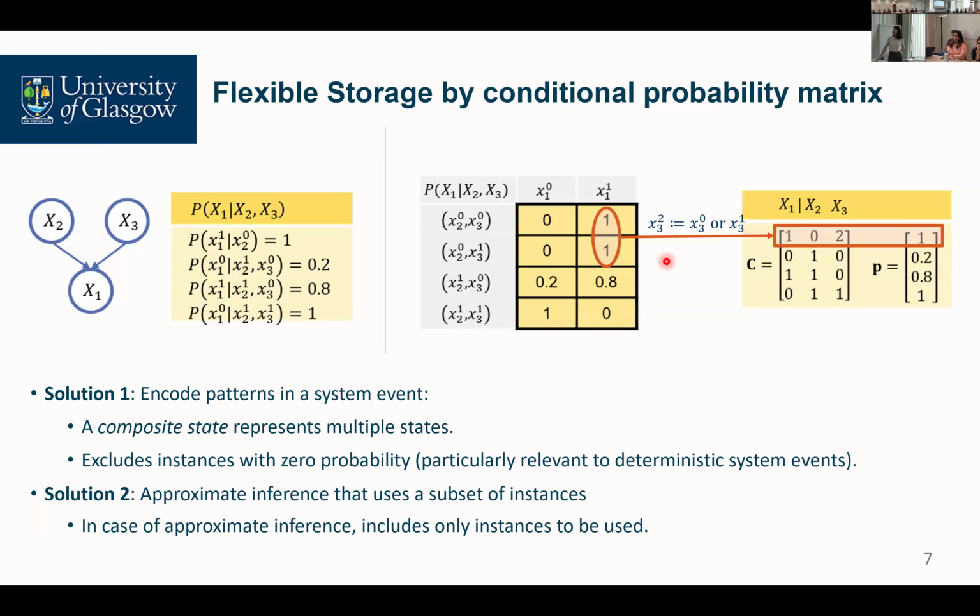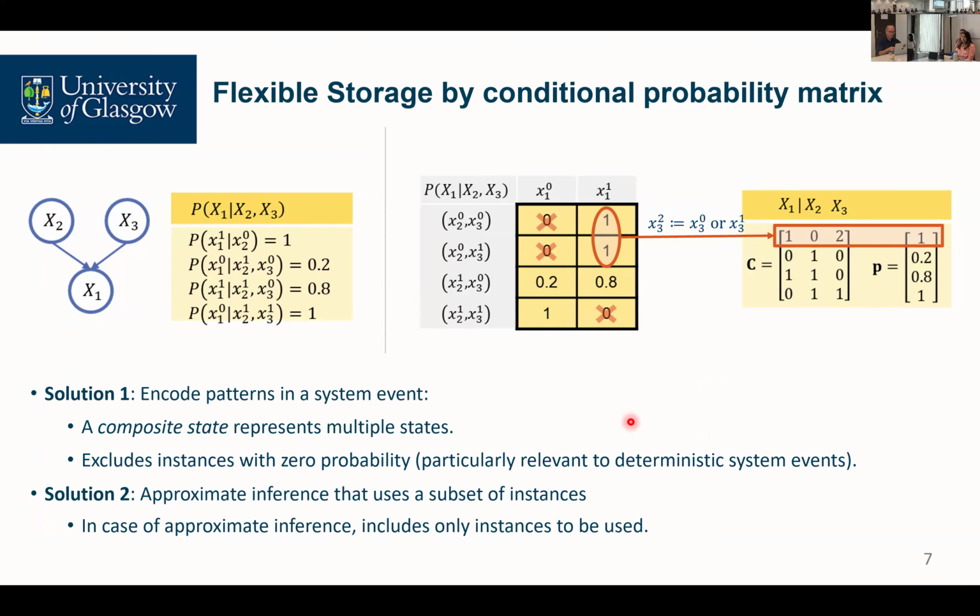And for this, we introduce a new state for x3, 2, which can represent both 0 and 1. Then we say if x2 takes a value of 0 and x3 takes a value of 2, then x1 takes a value of 1 with probability 1. Another advantage is that we don't have to include these 0 instance events, which are prevalent when we are dealing with deterministic system events, and this can also further reduce the memory.